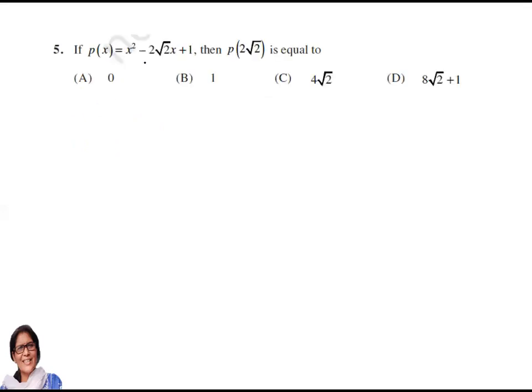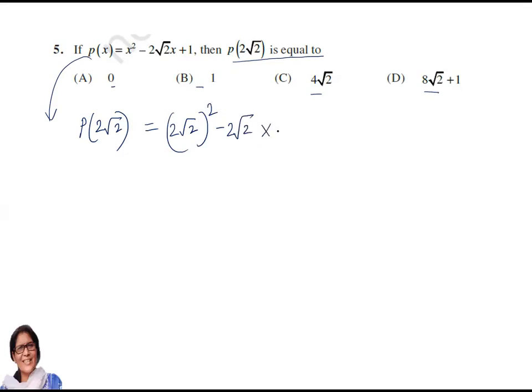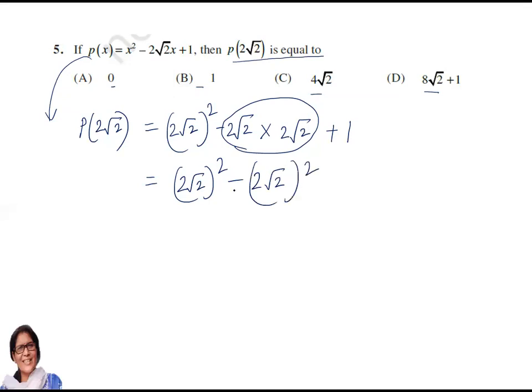नेक्स्ट इज p(x) इज इक्वल टू x स्क्वायर माइनस 2 रूट 2 x प्लस 1. p(2 रूट 2) इज इक्वल टू ऑप्शन 0, 1, 4 रूट 2, 8 रूट 2 प्लस 1. दैट मीन्स अब p(x) के जगह पे हम 2 रूट 2 डालेंगे, ठीक से डालेंगे. तो 2 रूट 2 का स्क्वायर माइनस 2 रूट 2 इंटू फिर x के जगह पे 2 रूट 2 प्लस 1. सो दिस विल बी 2 रूट 2 स्क्वायर. ये भी माइनस 2 रूट 2 स्क्वायर हो जाएगा 2 टाइम्स. सो दे विल बी ऑल कैंसल. व्हाट विल द आंसर? आंसर विल बी 1. सो बी इज आंसर.